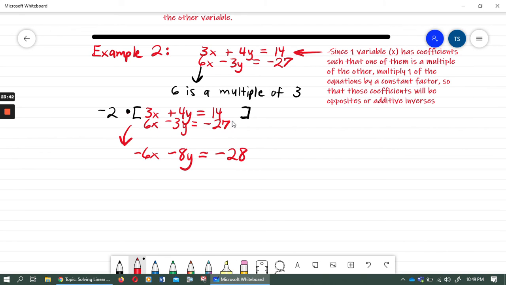Alright, so we've multiplied that first equation times a constant factor. And I'm just going to rewrite the second equation here: 6x minus 3y equals -27.